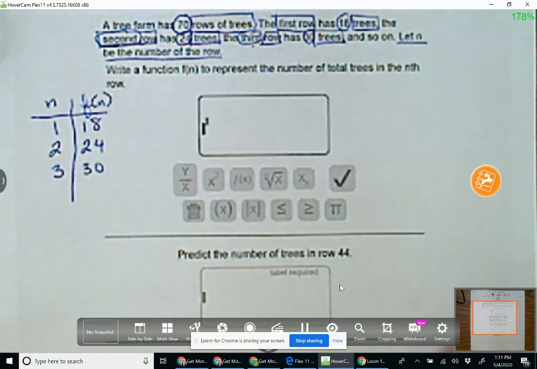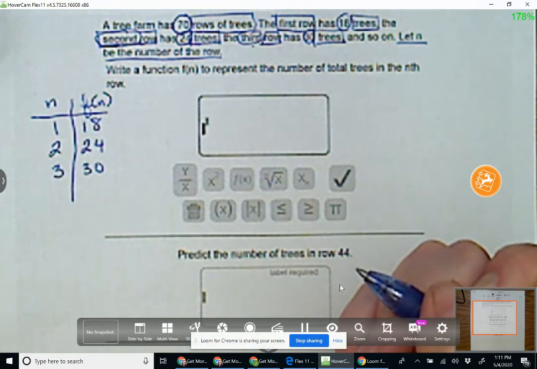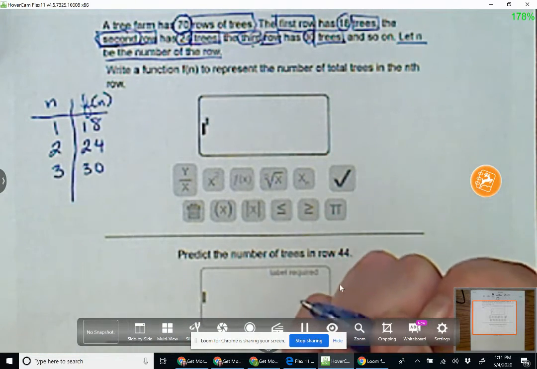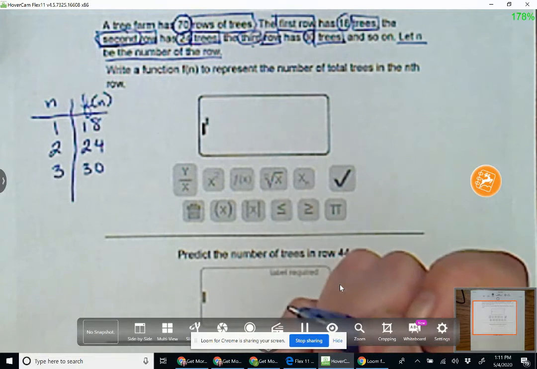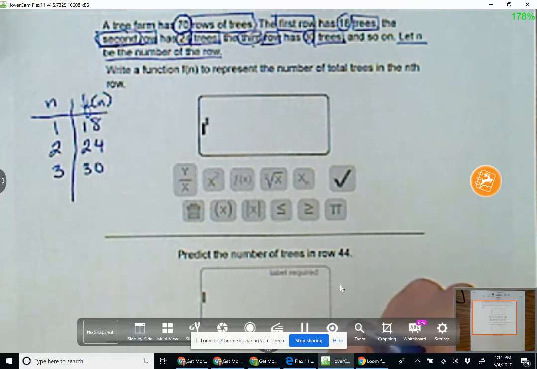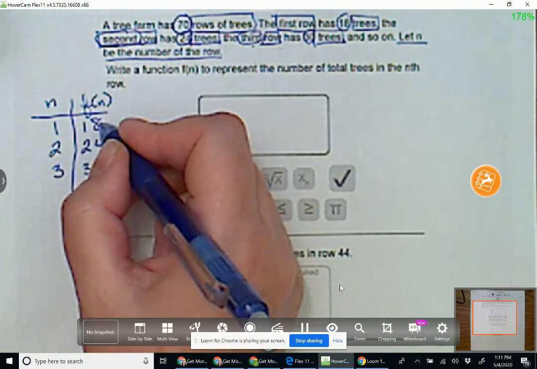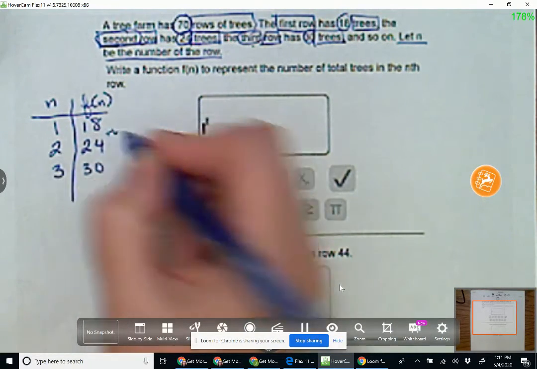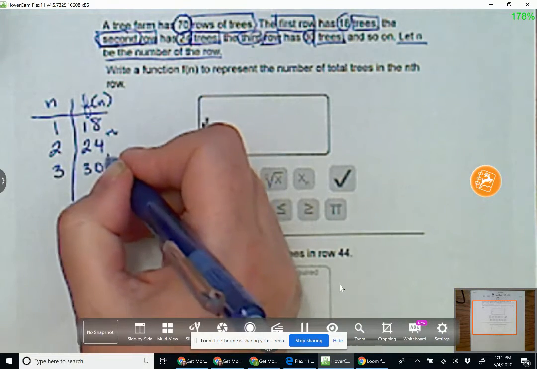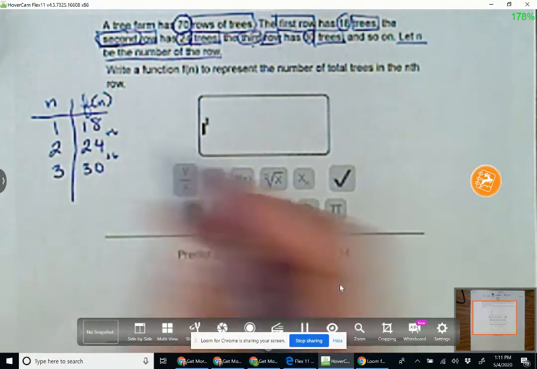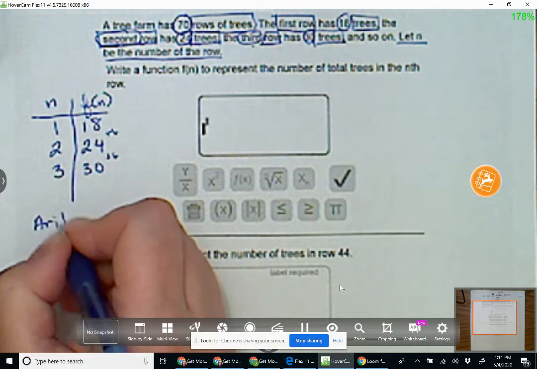Okay, now you can use this information to figure out if it's geometric or arithmetic. If it changes by the same amount every time, it's arithmetic. So 24 minus 18 is 6. 18 plus 6 is 24. 24 plus 6 is 30. So yeah, it's arithmetic.